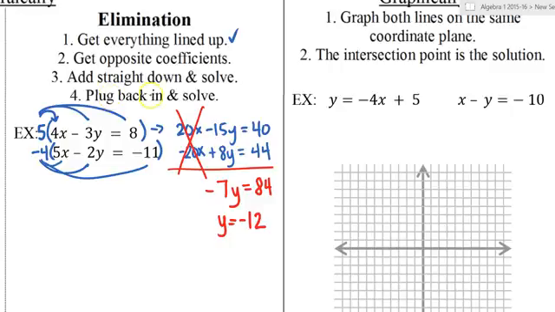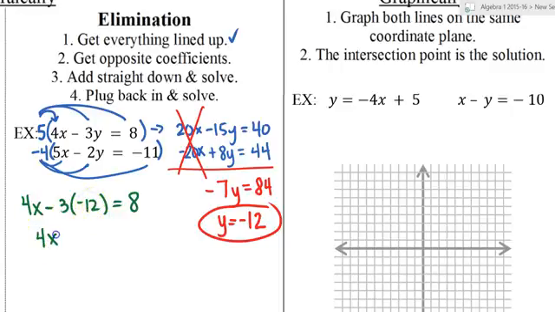So now it says plug back in and solve. You can plug y equals negative 12 into either of your original equations. I'm just going to pick the top one. So we have 4x minus 3 times whatever y is. Y is negative 12 equals 8. Make sure that you multiply first. So negative 3 times negative 12 is positive 36.